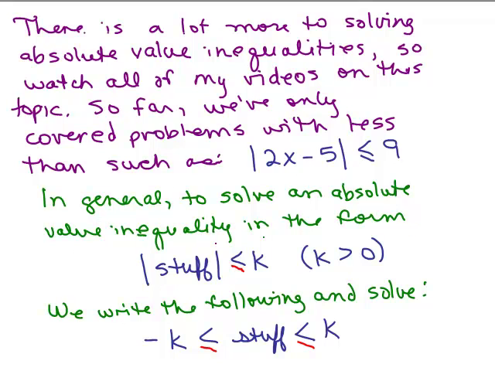So if you have the absolute value of something, I'm just going to call it stuff. It might be x, it might be 2x minus 5, in the absolute value sign, less than or equal to k. K is just a positive number. K is greater than 0. This is how we solve that inequality. We write this inequality that does not have an absolute value sign. You take the stuff in the absolute value and you put it in between negative k and k. So if k was 5, we'd write negative 5 is less than or equal to whatever stuff that is, less than or equal to 5.